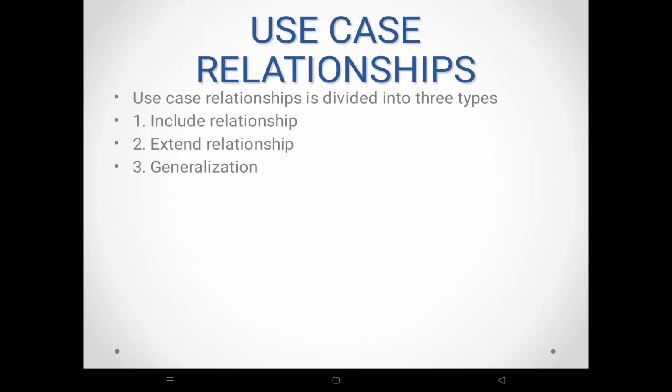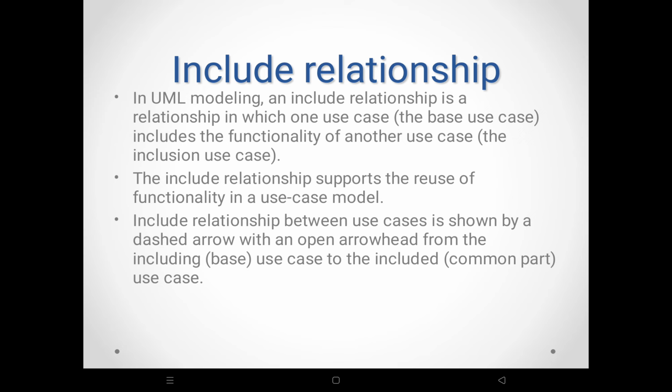Then use case modeling consists of three relationships. This is very important. What are the three relationships of use case? Use case relationship is divided into three types. One is the include relationship. The second one is extend relationship. Third one is generalization relationship. What do you mean by include relationship? See, first I tell you what you mean by include relationship. One use case can include the functionality of another use case is called include relationship.